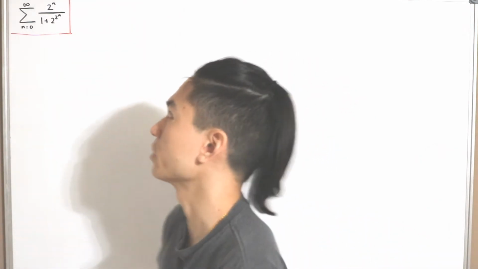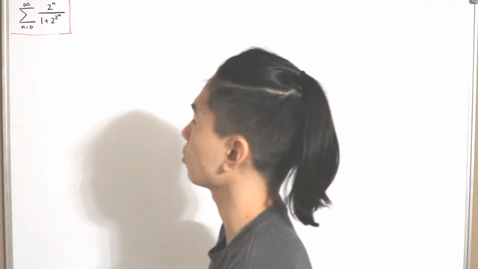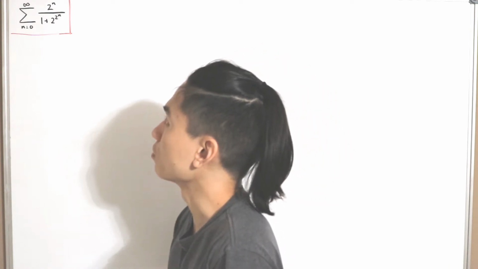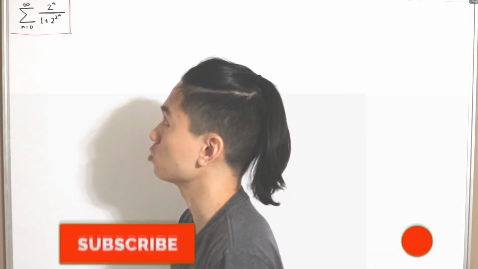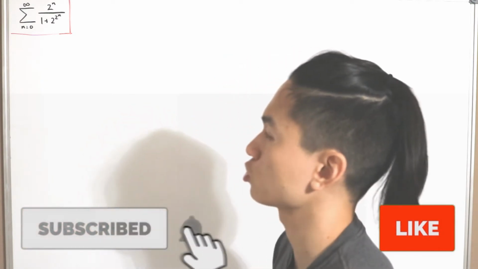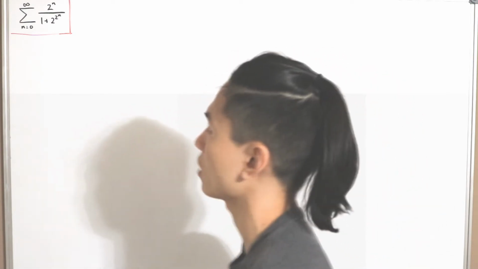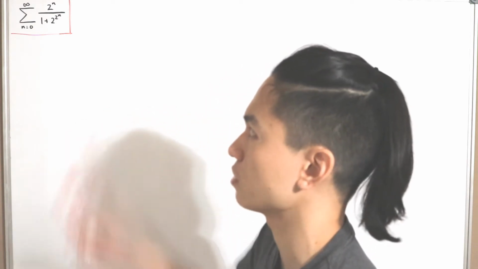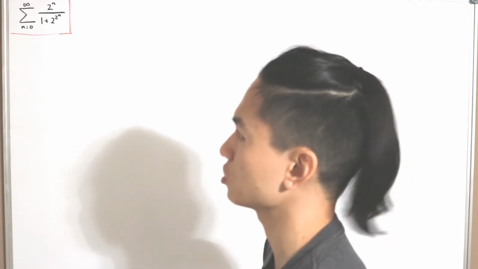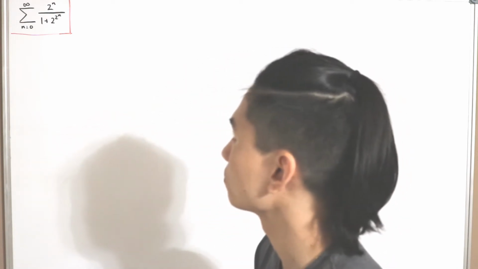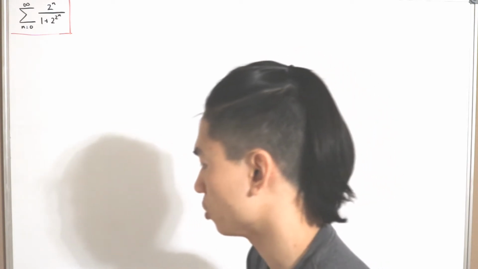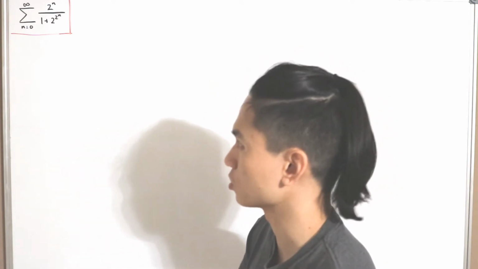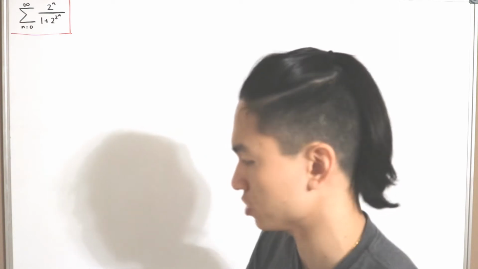In today's video we have an infinite sum: the sum from n equals 0 to infinity of 2^n divided by 1 plus 2^(2^n). The exponents are not necessarily nested, but there is some continuation there. This is not going to be that difficult to show, since the result comes out very nicely, and you'll see why soon.